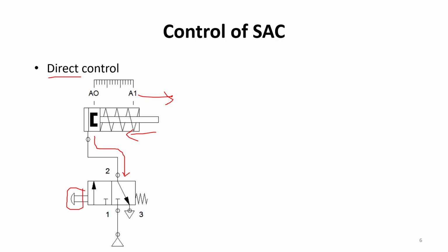And typically, this kind of direct control will require the DCV to be placed very near to the cylinder, and this is most suited for low pressure switching applications.